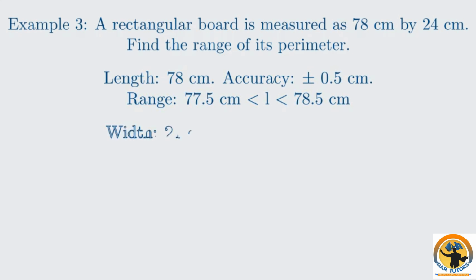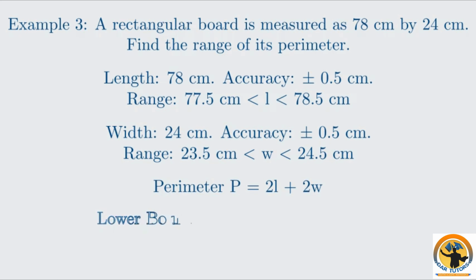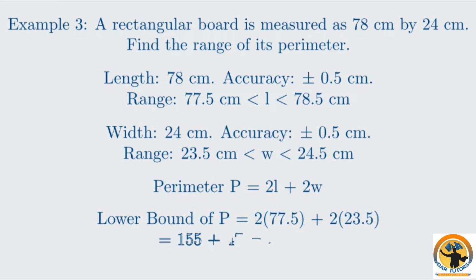Similarly, for the width of 24 centimeters, the accuracy is also plus or minus 0.5. The width can range from 23.5 to 24.5 centimeters. Now for the perimeter. The formula for the perimeter of a rectangle is 2 times the length plus 2 times the width. To find the lowest possible perimeter, we use the lowest possible length and width. This gives us 2 times 77.5 plus 2 times 23.5, which equals 155 plus 47, for a total of 202 centimeters. This is the lower bound of the perimeter.